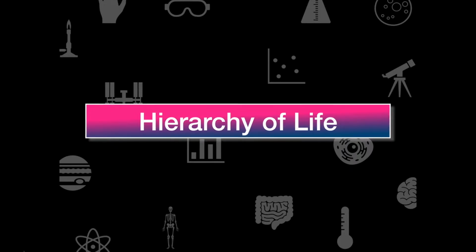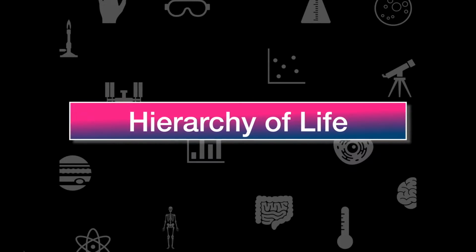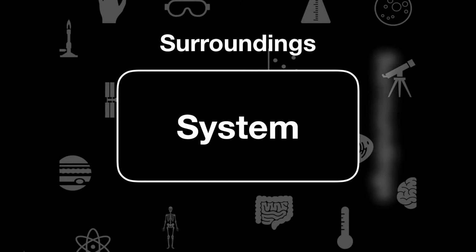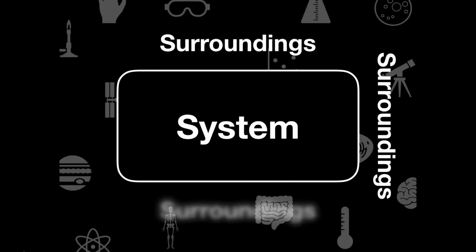All right, ladies and gentlemen, this is going to be our next video on hierarchy of life. So let's get started on this next video. So let's go through and try to understand what a system is. Before we go through and look at the order of all of organisms, let's try to understand what a system is. So we have a system, and then we have the surroundings of that system.